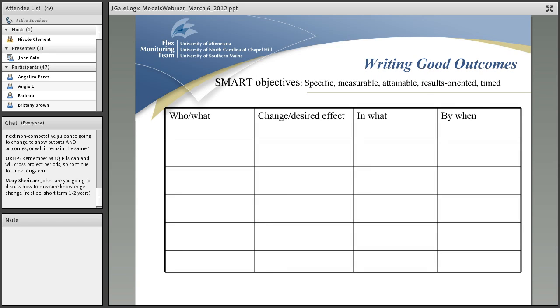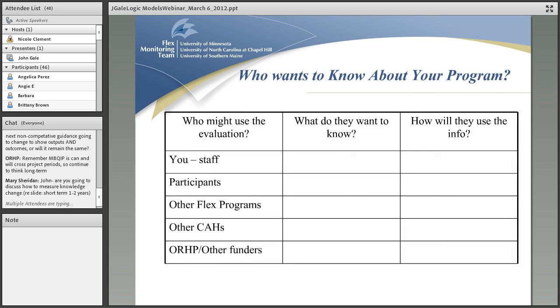Now, here are a couple of tools, and we'll talk about other resources, but in terms of thinking about writing good outcome statements, the acronym and the mnemonic that everyone uses is SMART: objective, specific, measurable, attainable, results-oriented, and timed. But think about as you go through, who or what are we doing and who are we trying to impact? Think about then the change, the desired effect, what is the change that we're making, and by when. And that really helps to write a more effective outcome statement, and that's a small tool that you can use.